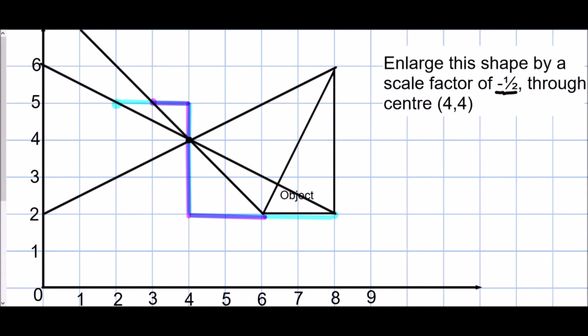And lastly, to get to the top corner here, that is up 2 and right 4. So instead of going up, I'm going to go down. So that's 1 down. And instead of going to the right, I'm going to go left. It'll only be 2 to the left. And there is our new point. Let's join together the 3 points that we've marked. And there is my image. So it is this triangle here.